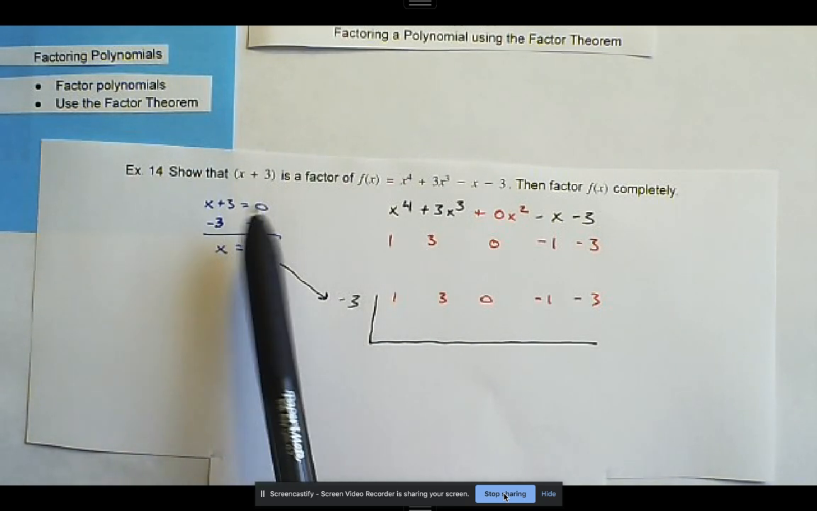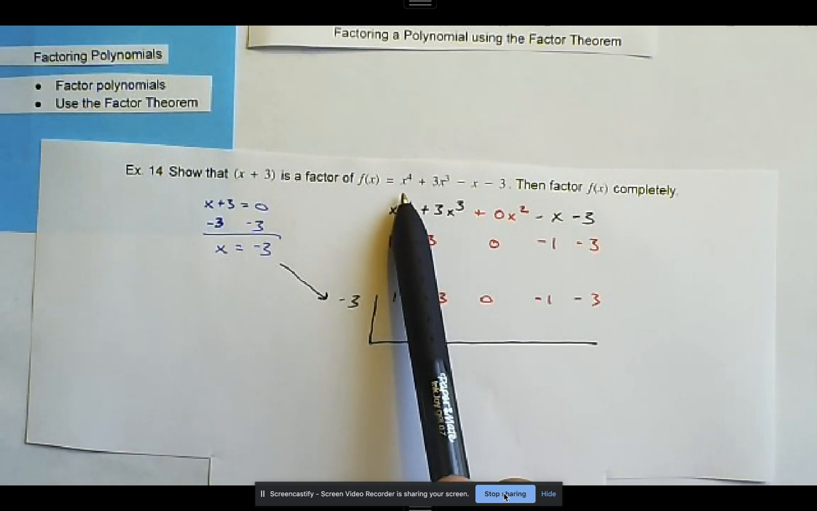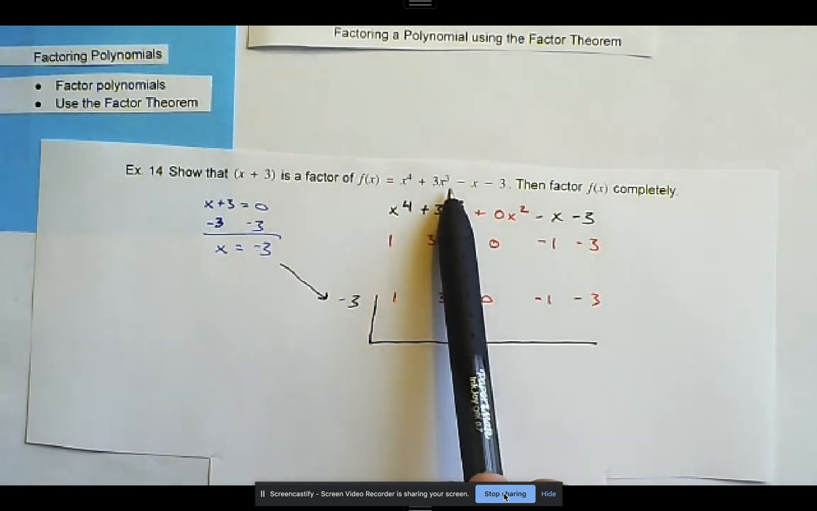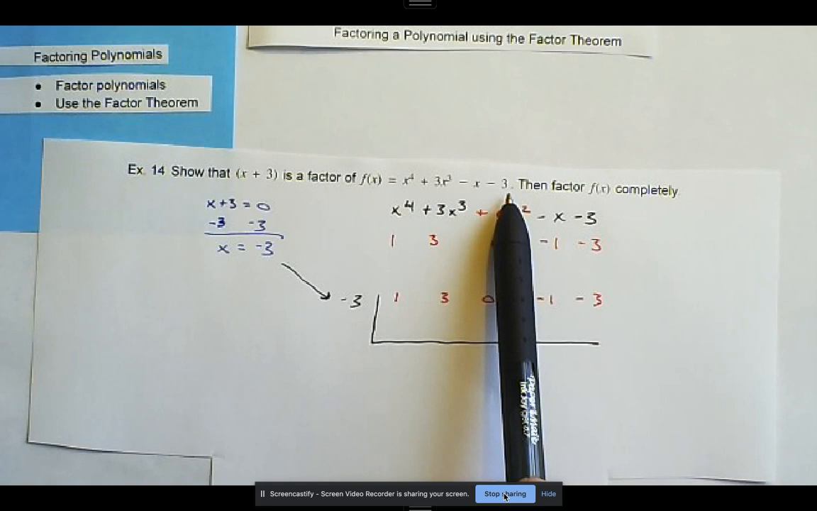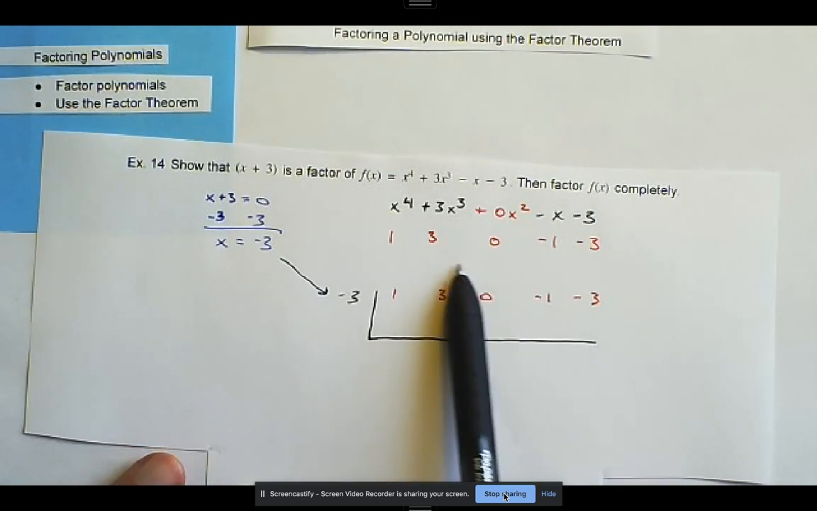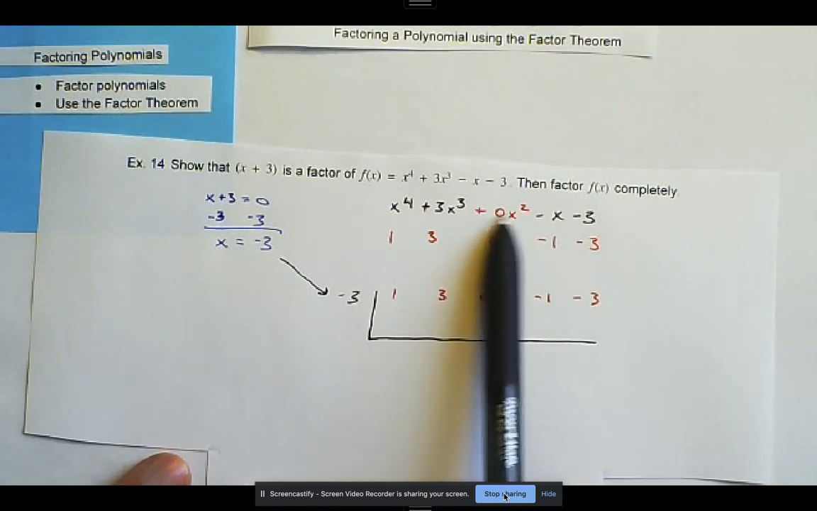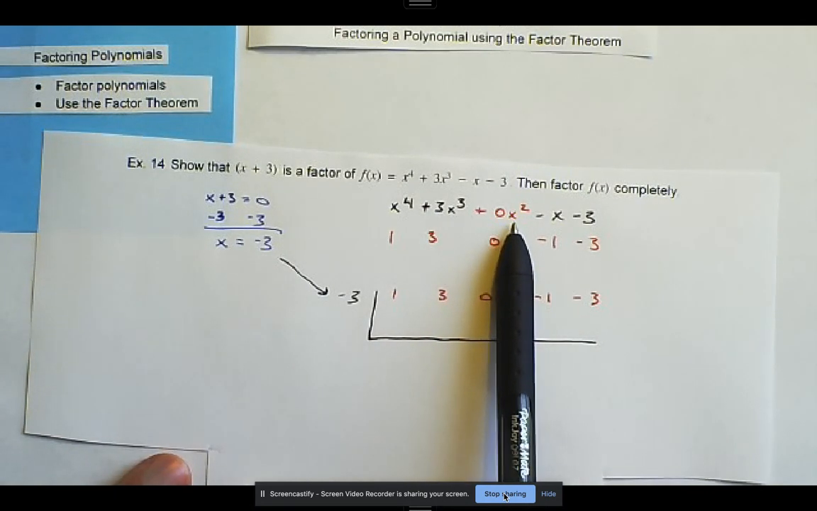We're going to show that the binomial x plus 3 is a factor of the polynomial x to the fourth plus 3x cubed minus x minus 3. And then after that, we're going to factor completely. And here we see that we're missing our quadratic term, so we have to replace it with 0.